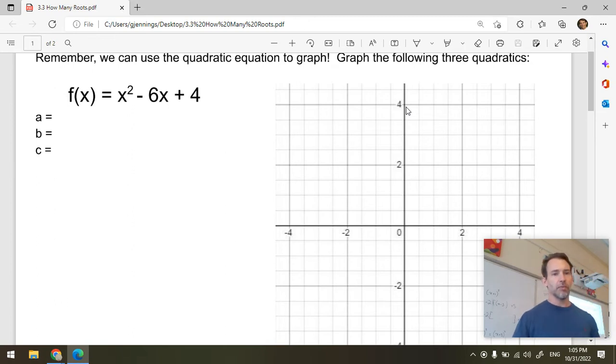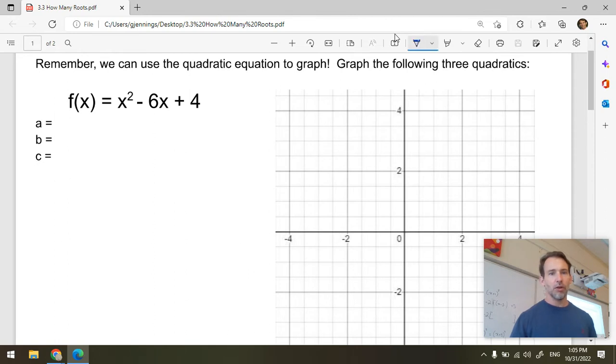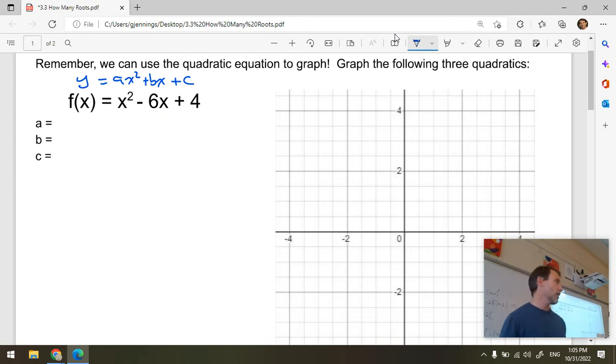So let's take a look at this one here. We know that when we have a quadratic that's written in the form of y equals ax squared plus bx plus c, that we can extract our numbers a, b, and c to graph this quadratic. So a here is 1, because I see there's no number multiplying x, so it's just 1x squared. B is negative 6, and c is 4. Now, we don't have to use the quadratic formula in this case. This one is factorable, but for argument's sake, let's use the quadratic formula anyway.